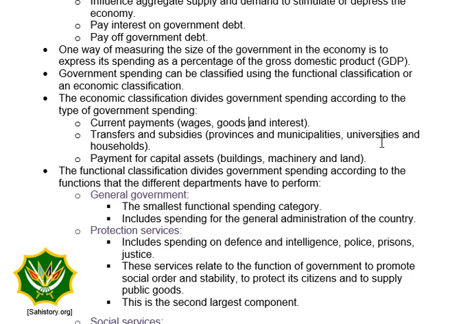Okay, subsidies could be like for the provinces. Remember, the provinces are also allocated a certain amount of money, as well as the municipalities. So any transfers or subsidies that they're paying towards the provinces and municipalities in order to help them run more efficiently, that'll be part of this section.